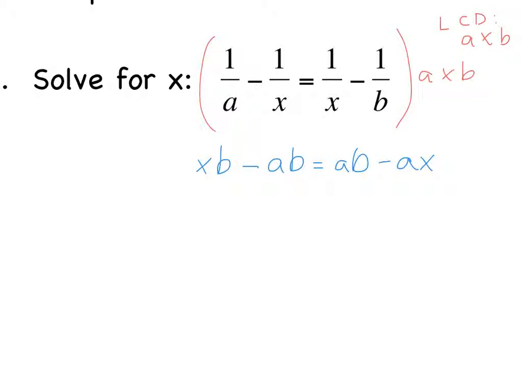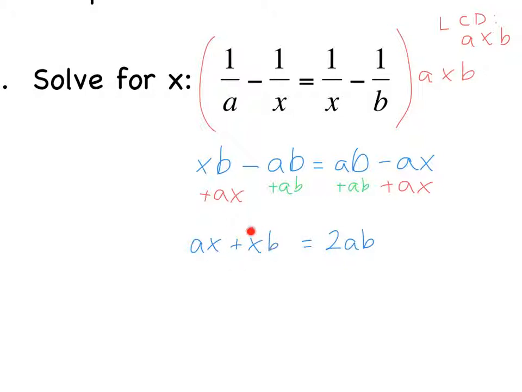Now what we need to do here is get the X's all on one side. So I'm going to add AX to both sides, and at the same time I'm going to add AB to both sides. What this will now look like is AX plus XB is equal to 2AB. Now I need X by itself.